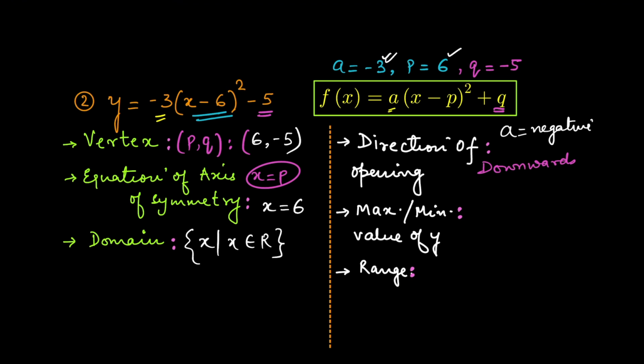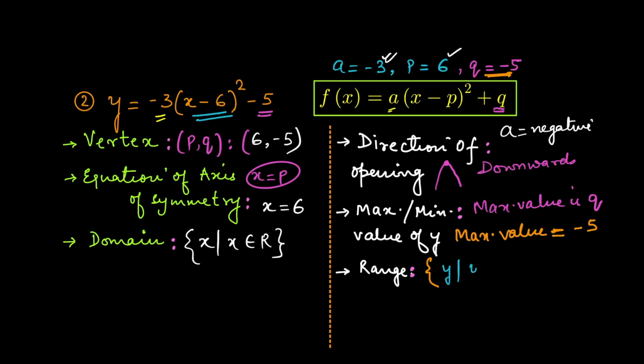Then if the direction is downward, just remember it will always have a maximum value. So the maximum value is Q. In the question we have the maximum value, so we write the maximum value will be Q, and the Q value is negative 5. Range: since it is the maximum, that means the rest of the values will be either less than that or equal to that. So we write y is such that y is less than or equal to negative 5, and y is real numbers.